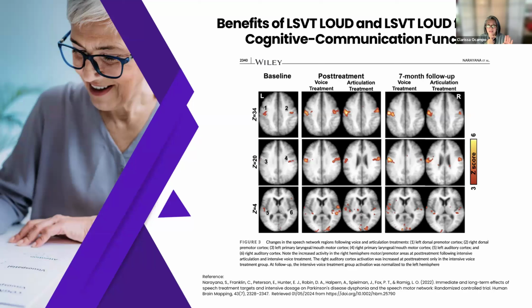So basically what's happening is those neural firings decrease. With treatment, post-treatment, right, there's a voice treatment and then there's the articulation treatment. You see how much those orange and red areas are. So those neural networks are really firing with the activity. And further right, it says 7-month follow-up. So you're still having continued neural firing 7 months after you have treatment. So those are the benefits of LSVT LOUD.